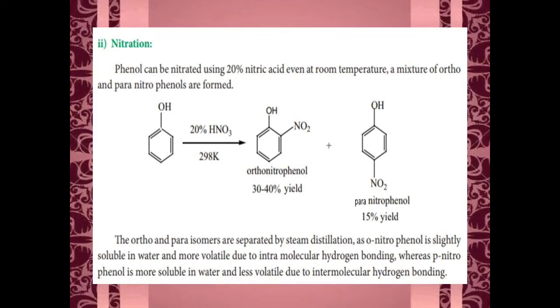Why? Because intramolecular hydrogen bonding is present in ortho-nitrophenol, whereas para-nitrophenol is more soluble in water and less volatile. Why is it so? Because intermolecular hydrogen bonding is present in para-nitrophenol. Because of this difference between these two, we can separate ortho-nitrophenol and para-nitrophenol by steam distillation.